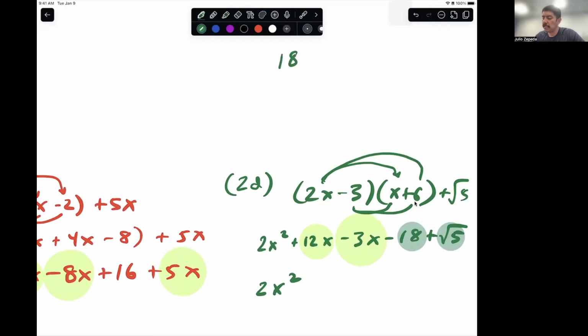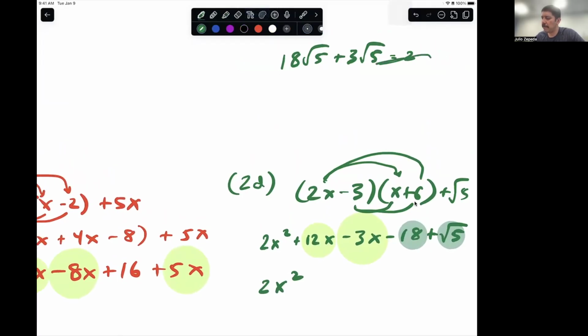If you had something like 18 square root of 5 plus 3 square root of 5, that could be combined because they both have the square root of 5, giving us 21 square root of 5. So you may see some sort of algebra that goes with that. But in this case, we don't have a square root of 5 in one of the terms. And so, this would not be simplifiable. So our answer is 2x squared. We can combine the like terms of 12x and minus 3x to get 9x. And then we'll just leave minus 18 plus the square root of 5, just like that.